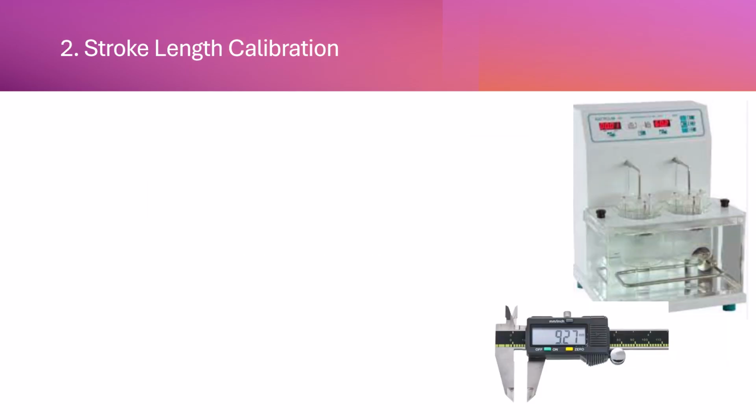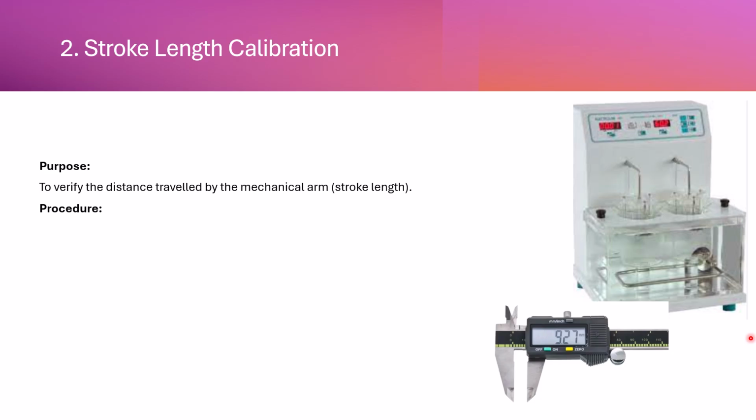Now the next one is the stroke length calibration. Let's start with the purpose. The purpose is to verify the stroke length. So what is stroke length? It is the vertical distance traveled by the mechanical arm during each cycle, as we discussed in the last slide. So the topmost distance and the bottom point, in between this will be considered as the stroke length, right? Accurate stroke length is essential to simulate physiological agitation conditions required for consistent disintegration testing.